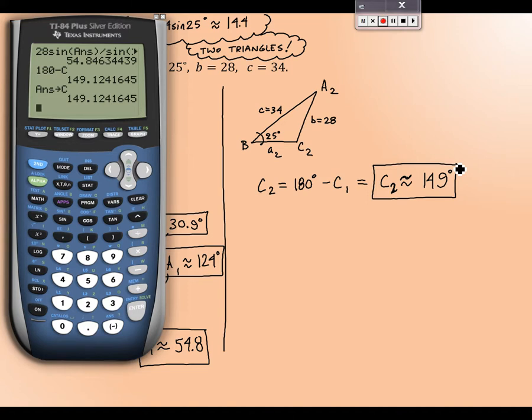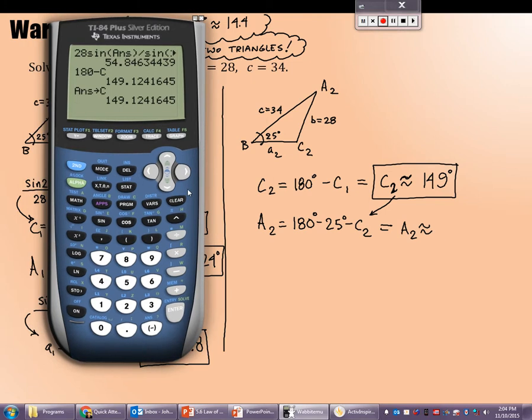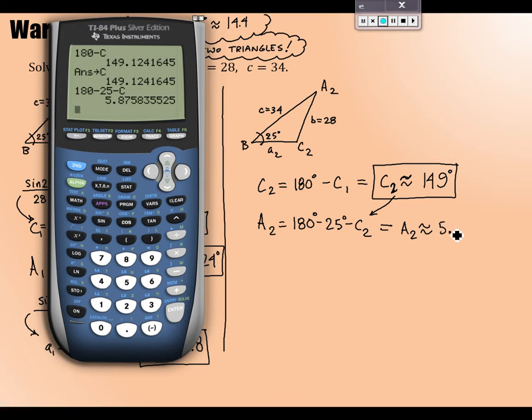A2 we can get next. That's 180 minus 25 minus C2. So A2 is approximately 180 minus 25 minus C2, which gives 5.86 degrees. Okay. And we're 5/6 of the way done. We just need little a2.